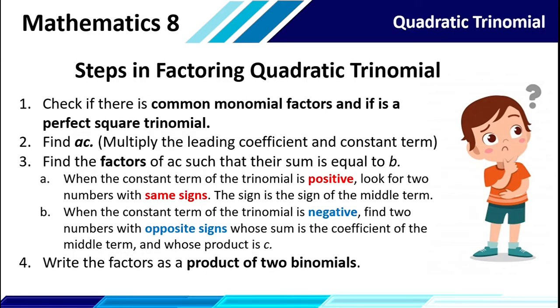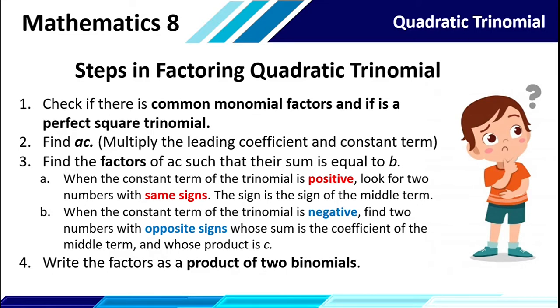Let's have a recall again regarding the steps in factoring a quadratic trinomial. First, check if there is a common monomial factor and if it is a perfect square trinomial. Second, find AC. To find AC, just multiply the leading coefficient and the constant term. Third, find the factors of AC such that their sum is equal to B.